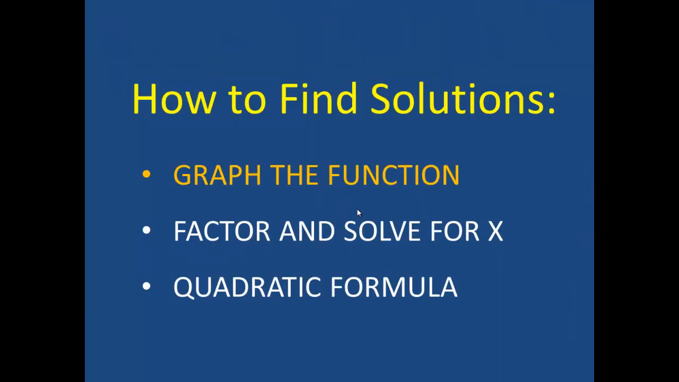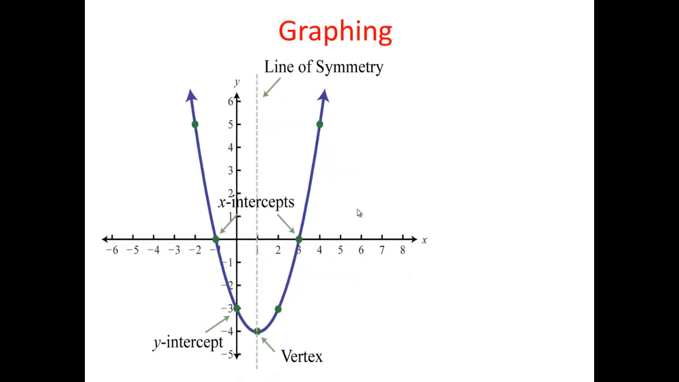When we are interested in finding the solutions to a quadratic function, there are three different methods that we can use. The first is the graphing method. When we graph a quadratic function, you'll recall we find the line of symmetry. That's the line about which the parabola is able to be reflected. We then find the vertex, and we can also find the y-intercept.